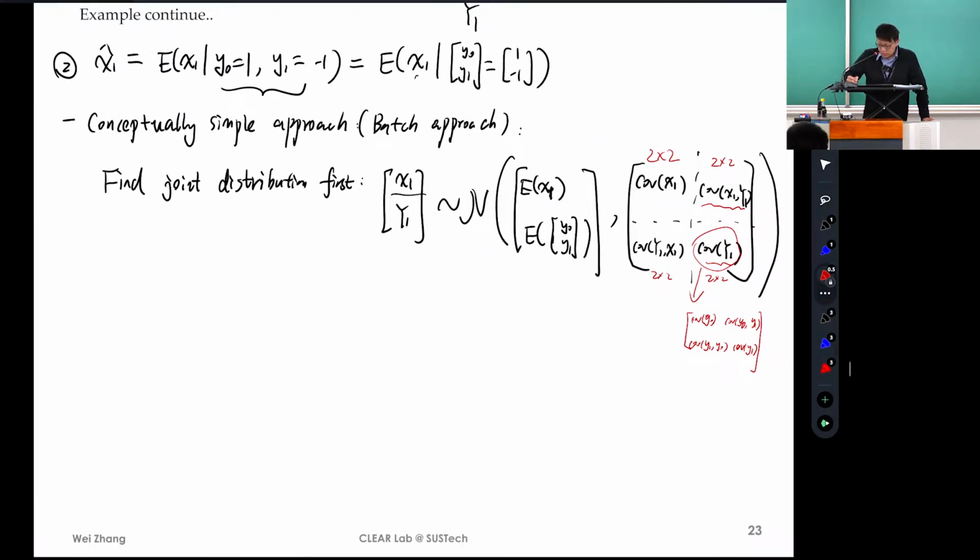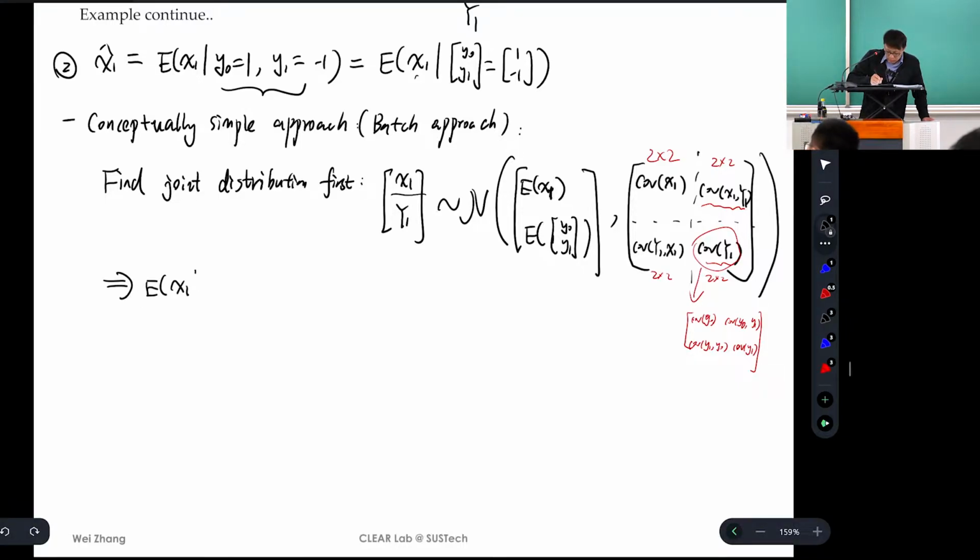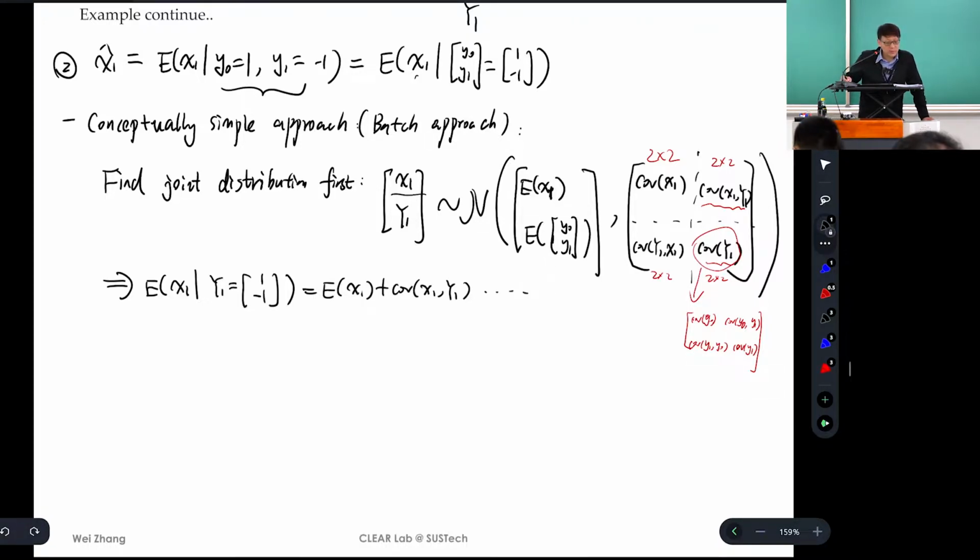After doing this, do you know how to compute? If I compute everything here, then we can find the expectation of x1 given y1 equal to negative 1. This is just another exercise. What is it? The unconditioned mean plus the covariance of x1 and y1, things like that. All right.